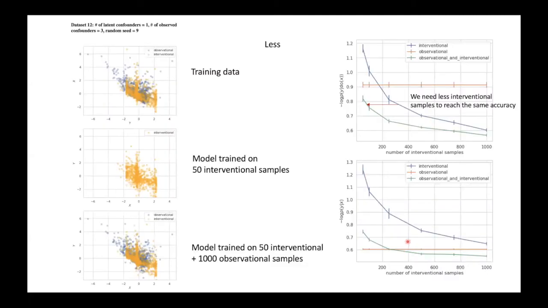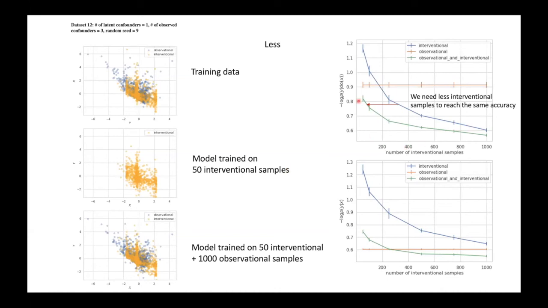So then little experiments that we did. So here we have the training data. The blue dots are the observational data, and the orange dots are the interventional data. This is a model that's trained on 50 interventional samples. You can think of it as a clinical trial if you want, right? Now, it reproduces pretty well the results of the interventional data. And then here is a model that's being trained on 50 interventional data and 1,000 observational samples, right? Because typically we assume we have lots and lots of observational samples lying around.